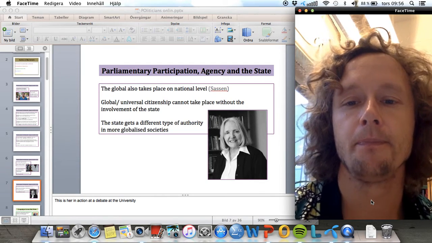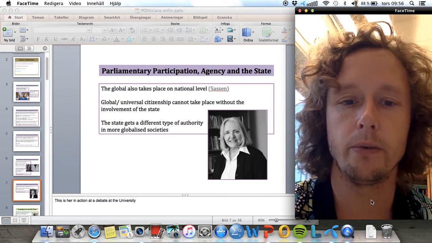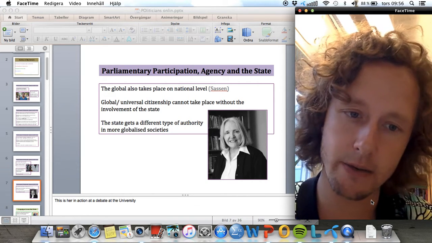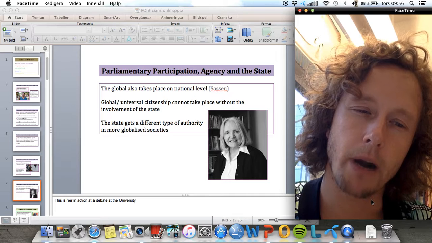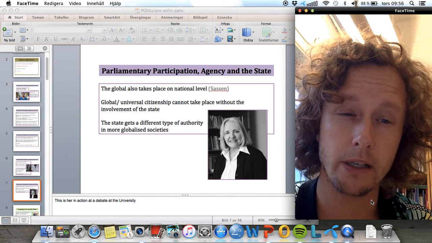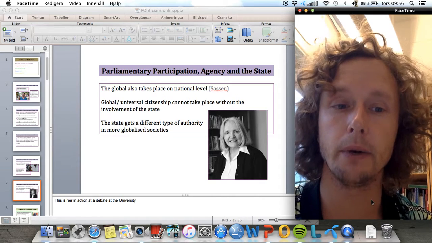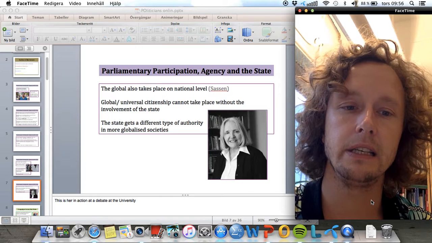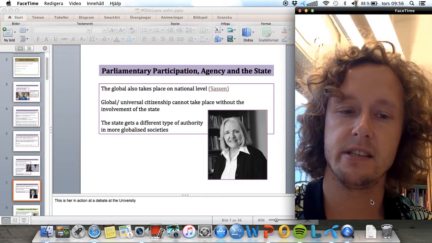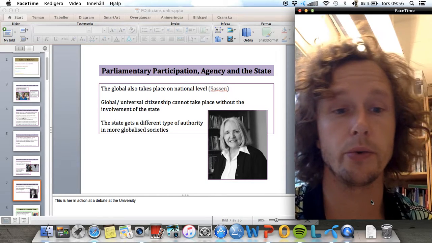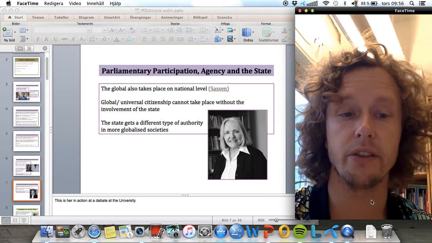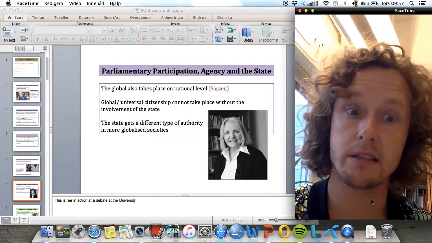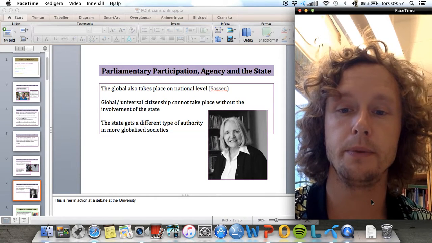arguing that the global can also take place on a national level. That is, the idea of human rights, universal rights, citizenship rights could not take place without the involvement of the state. So she could be an inspiration for those of you who are interested in the state and the role of the state when it comes to political agency, power, citizenship rights. She argued that the formula is not that simple, that when we start to associate along like-mindedness rather than geographical location, the state becomes obsolete. No, the state still has something to contribute here.